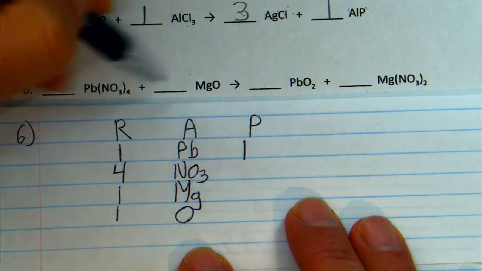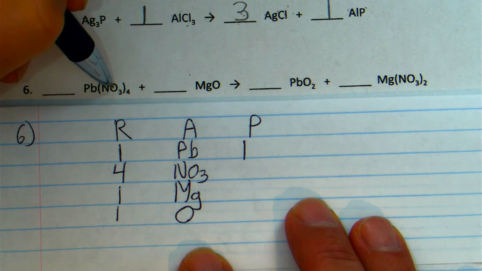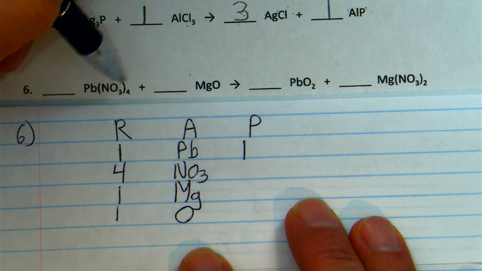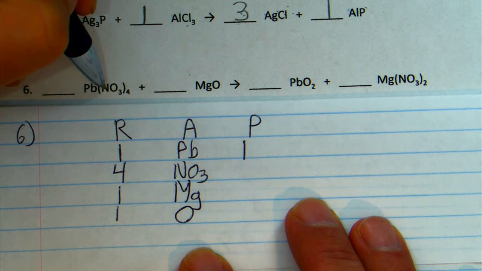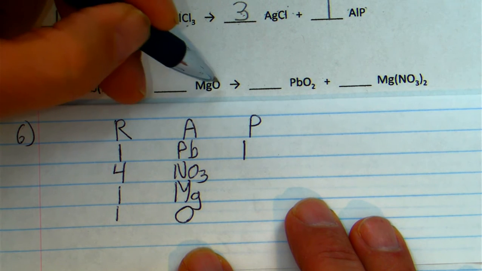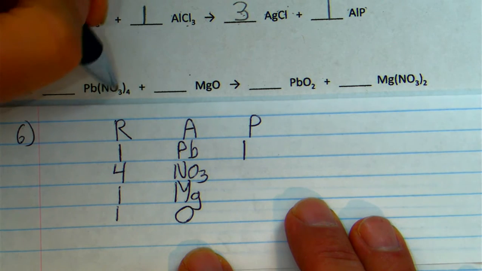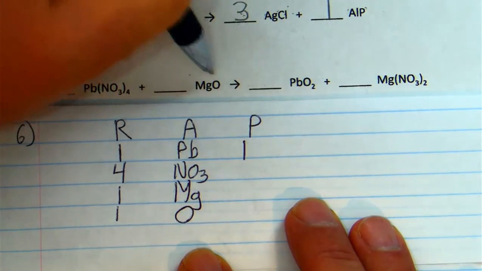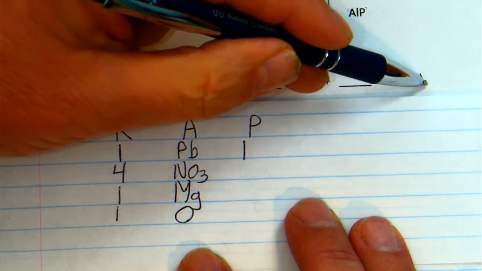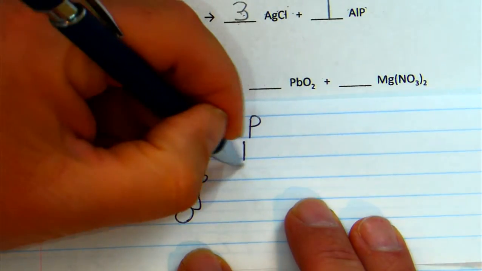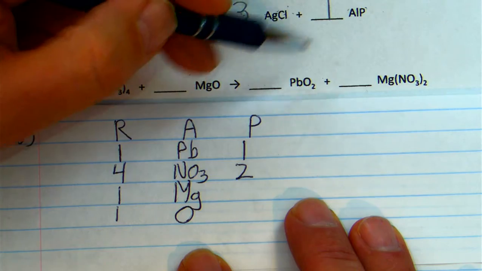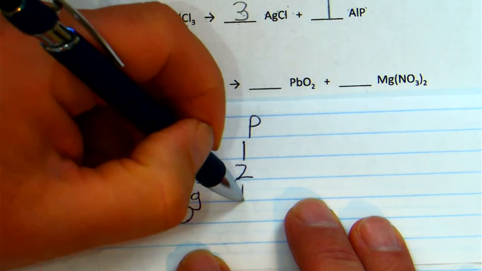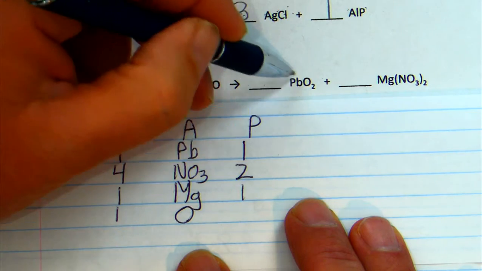I did the same thing on the left, by the way. Otherwise, I'd say, what would I have here? 3 times 4. I actually have 13 oxygen atoms in my reactant pile. 12 of them are here in the nitrate, and 1 was in the magnesium oxide. It's much easier to leave the groups as groups if they stay as groups. So anyways, on the product side, I see I have 2 nitrates, 1 magnesium and 2 oxygens.